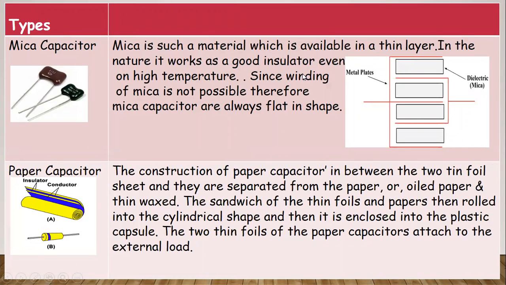Mica is a material which is available in thin layers. In nature, it works as a good insulator even at high temperature. Since winding of mica is not possible, they are always flat in shape. Paper capacitor: the construction of the paper capacitor is such that two tin foil sheets are separated by paper or oil paper or thin bags. The sandwich of the thin foils and paper is then rolled into a cylindrical shape and enclosed in a plastic capsule. The two thin foils can be attached to two leads, which are taken out and can be attached to the external load.